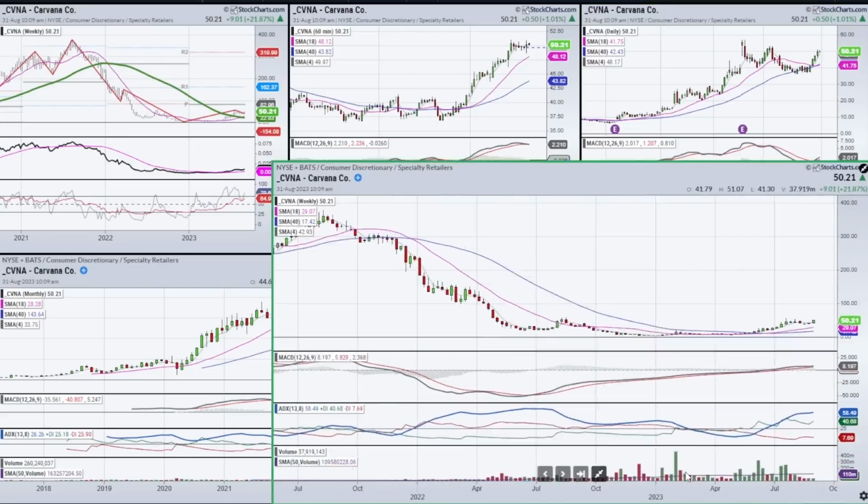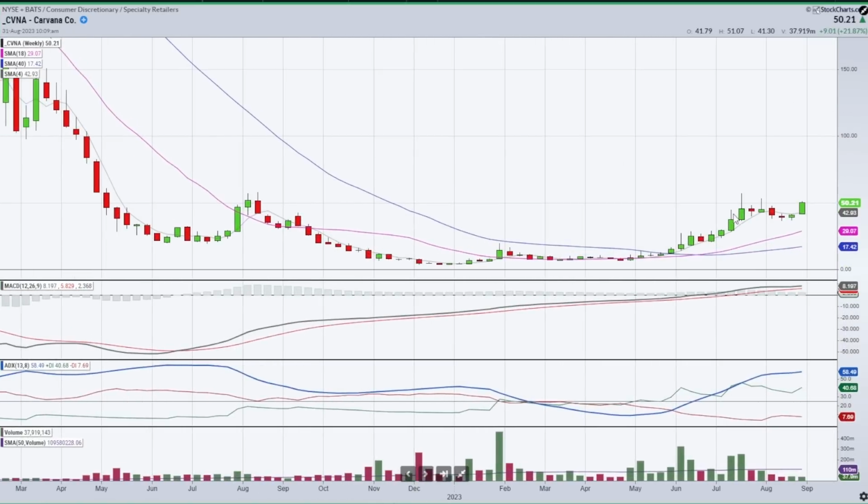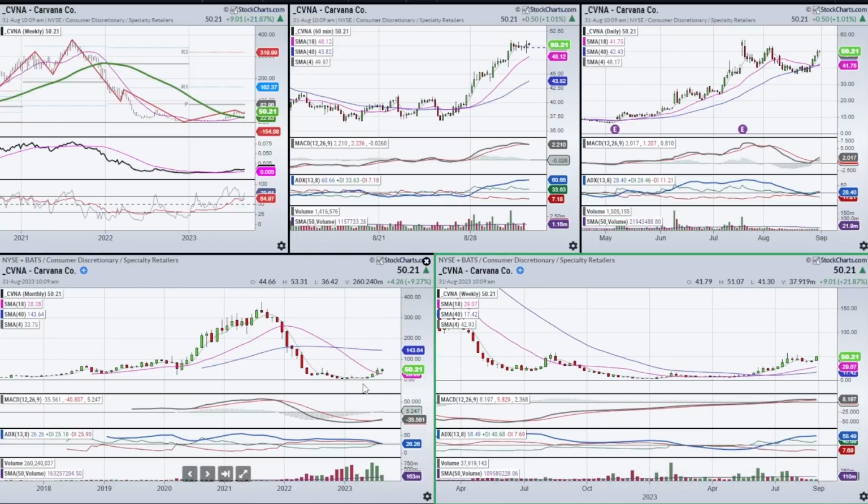Okay, CVNA. Look at this on the weekly chart. So really nice pullback. It didn't pull all the way back to the 18, but that's okay because this is rising. So I don't necessarily look for it to come all the way back when that's rising. We have crossed above the 18-month line.